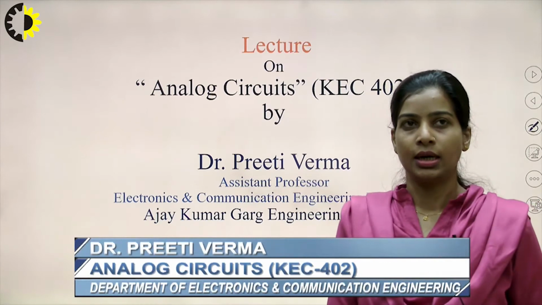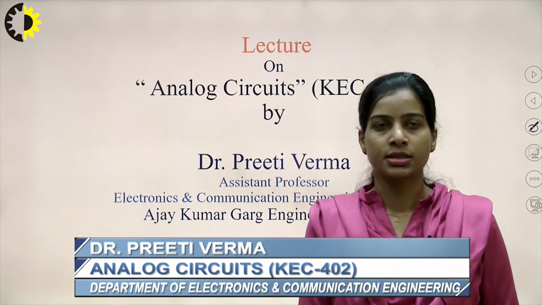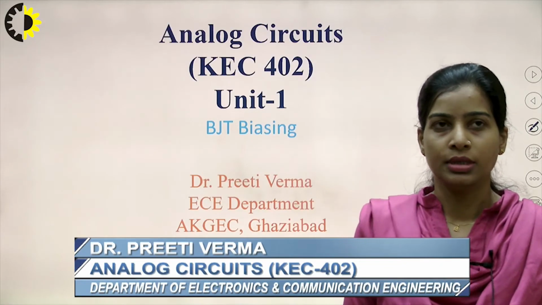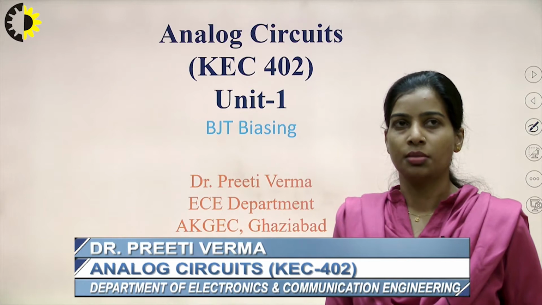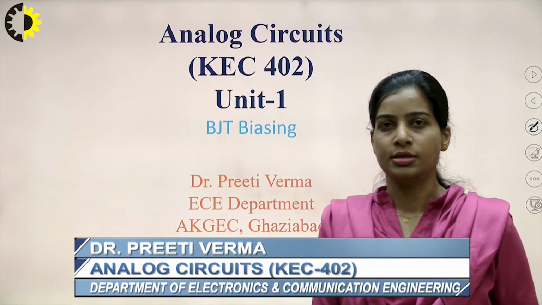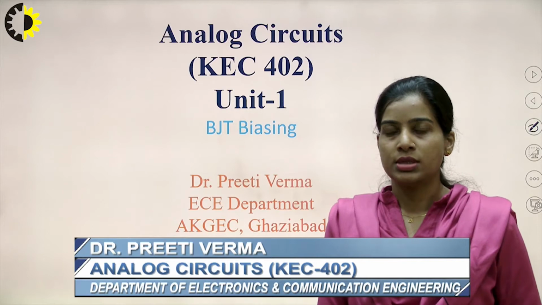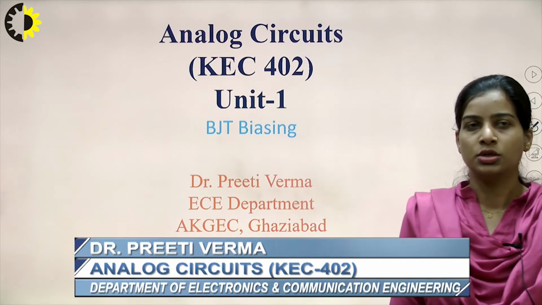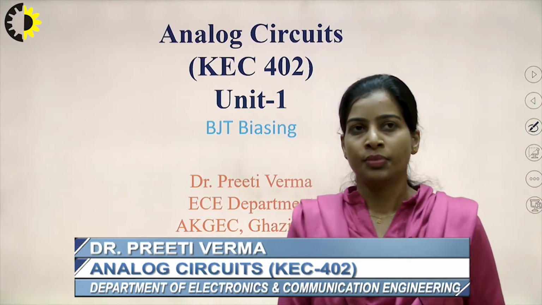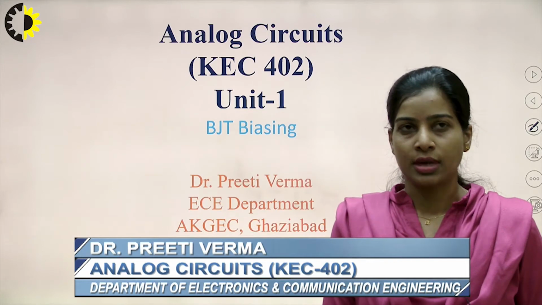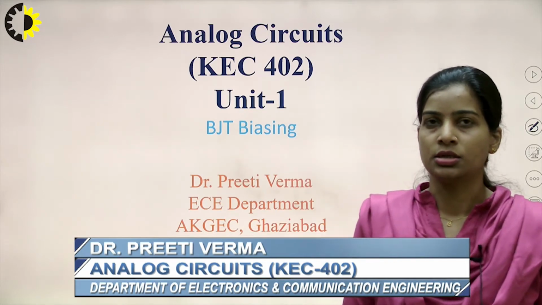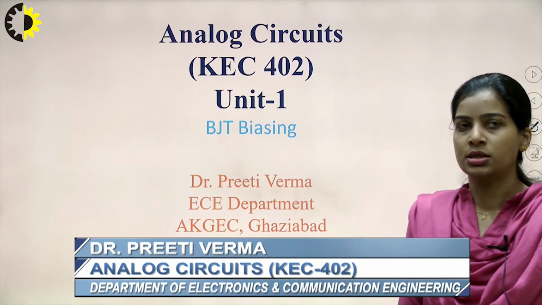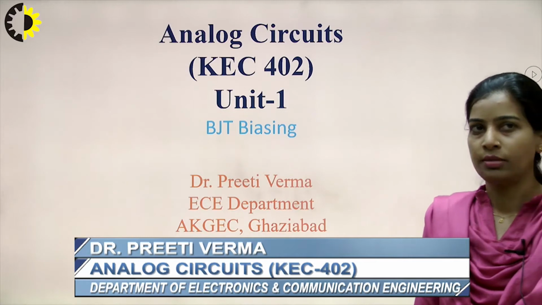The subject that I will be discussing is analog circuits, and in this video I will be discussing the topic BJT biasing. That is the topic from Unit 1 of Analog Circuits, KEC 402. In the previous semester, KEC 301, that is Electronic Devices, you must have studied the working of bipolar junction transistors and its characteristics. So, taking that as a base, we will move on to the further analysis of BJT circuits, that is BJT biasing.